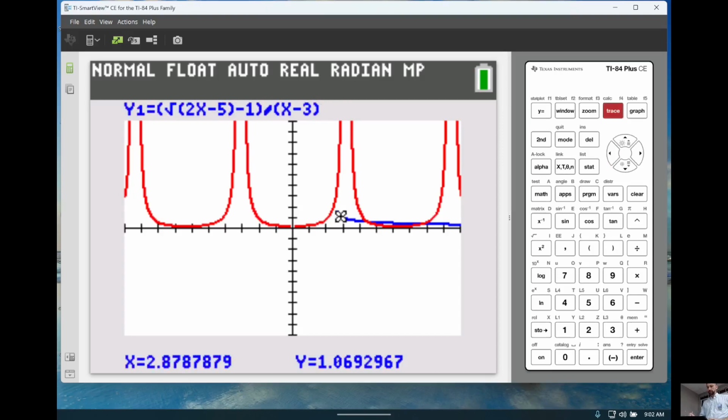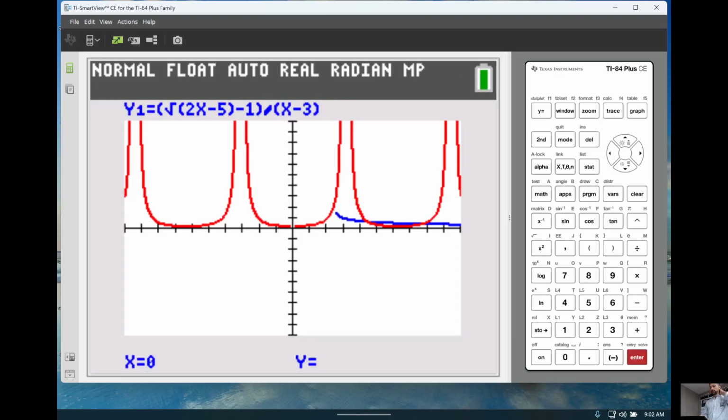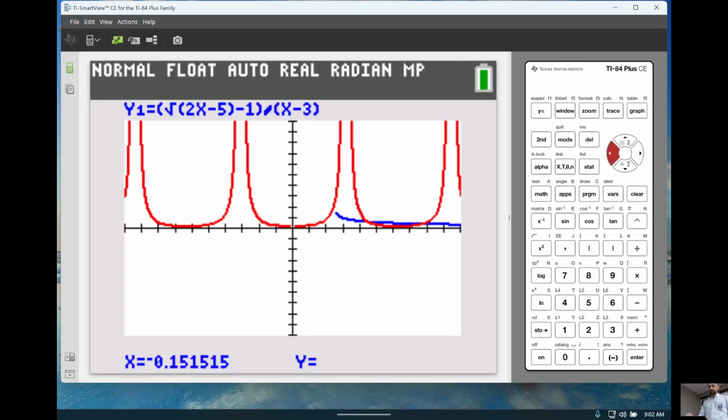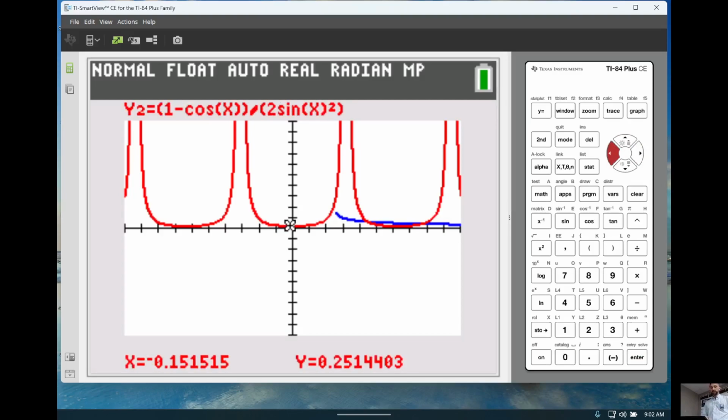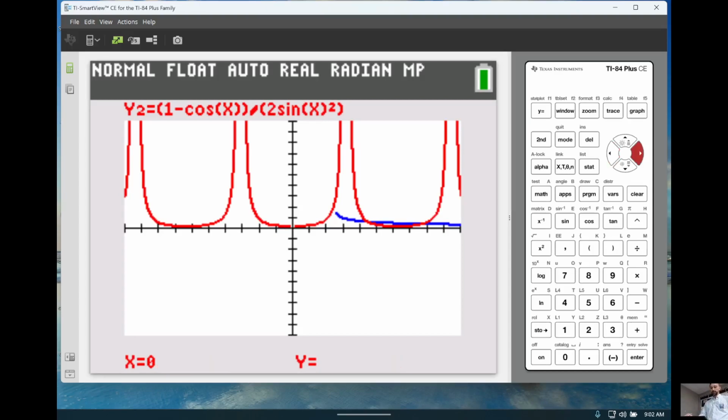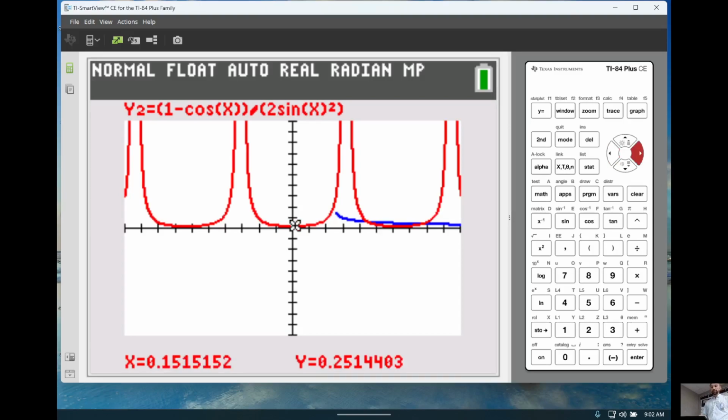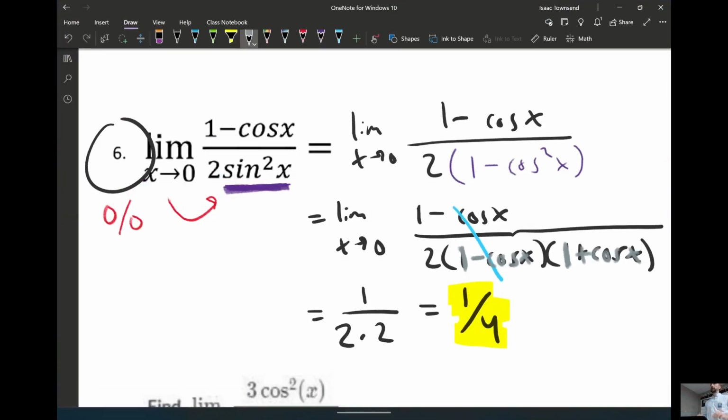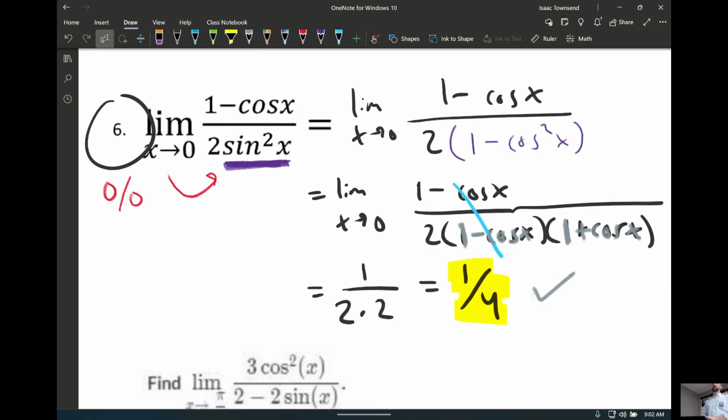Okay, so trace 0, enter, jumps to that point. Point doesn't exist, doesn't matter. Cursor a little bit to the left. Oh, I'm on the wrong function now. Okay, a little bit to the left of 0. Looks like the y value is getting close to 0.25. A little bit to the right of 0. Looks like the y value is getting close to 0.25. And 0.25 is the same thing as 1/4. So that all but confirms my work there.